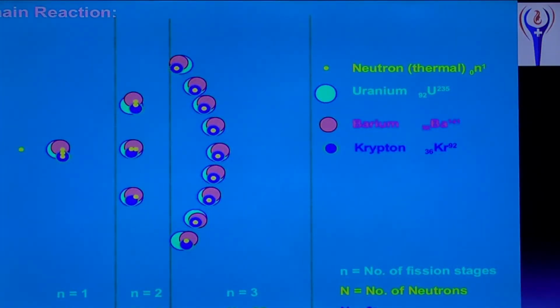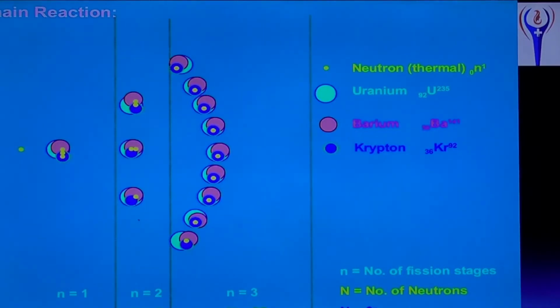And actually this nuclear fission reaction acts as a chain reaction. We take a uranium nucleus first. When uranium is bombarded with a single slow neutron, barium and krypton are emitted with 3 neutrons. And these 3 neutrons again bombard the neighboring uranium, and 2 more barium and krypton are emitted with 3 neutrons or 2 neutrons, like that.